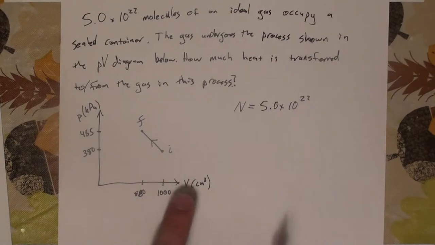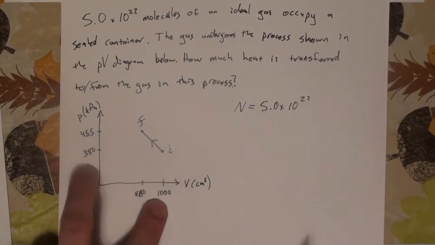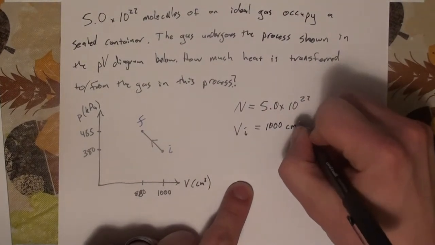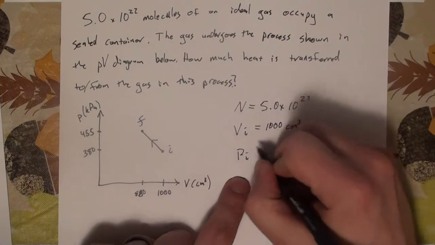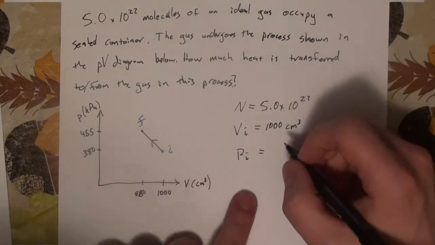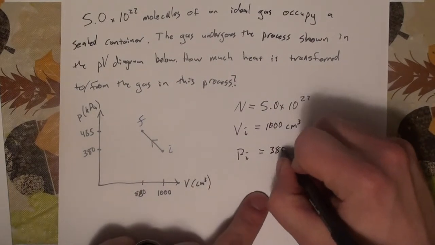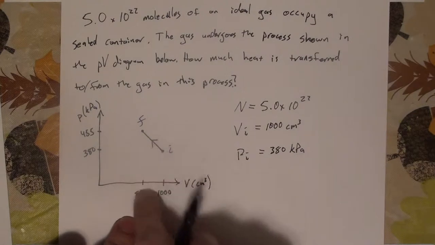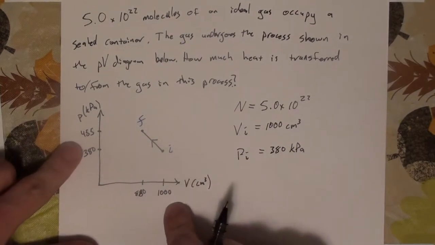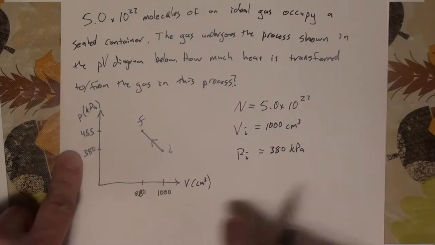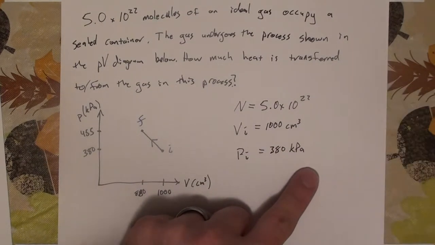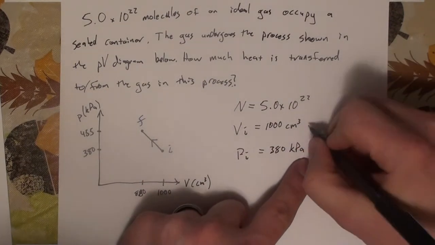So we can read V initial and P initial directly off of this graph. We'll say V initial is 1,000 cubic centimeters. P initial is 380 kilopascals. And it would be useful here to convert these to SI units, particularly if we're going to find the area under this curve, we need the pressures and volumes to be in SI units so that the area comes out in joules. To convert from cubic centimeters to cubic meters, we just multiply by 10 to the minus 6. Divide by 1,000,000. So I'm just going to leave it that way.